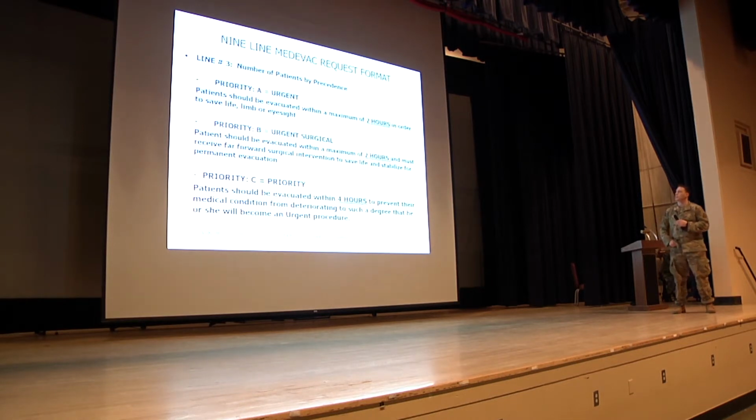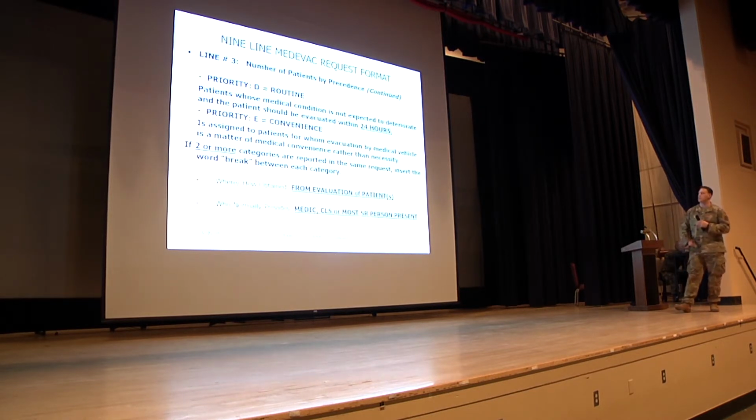Next, line 3, number of patients by precedence. This is important because say it's just a fracture and another dude has an amputated leg, you need to make sure you're not calling urgent for a fracture, because you'd be taking a bird away from a guy that needs it. So be very clear on priority: urgent, urgent surgical, priority, and then routine and convenience.